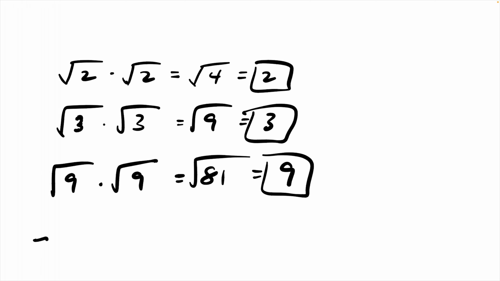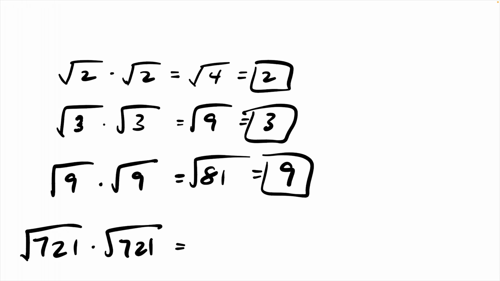Let me throw a bigger one. The square root of 721 times the square root of 721. What do you think the answer is going to be? Even easier than that. Look at the pattern. Is there a pattern going on? I get 2, 3, 9 as an answer. Where do you see those numbers? So what's the answer going to be here? 721. When you're multiplying two square roots and they're both the same, they cancel each other out.